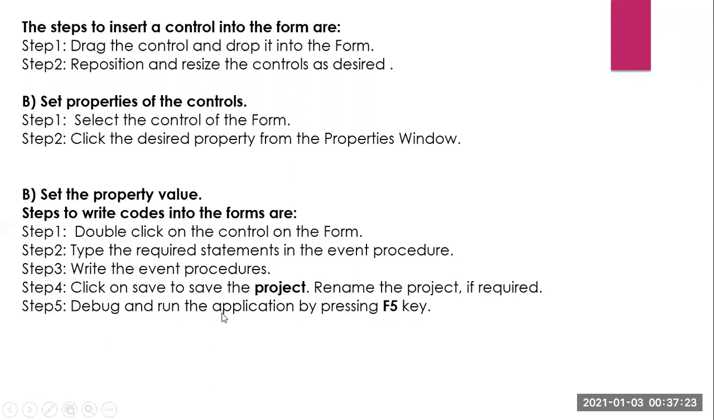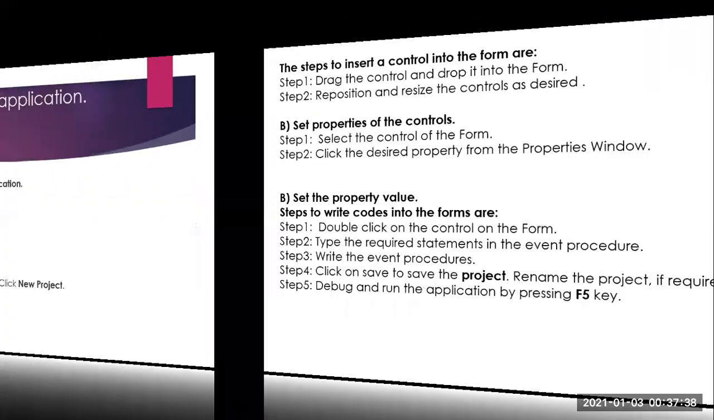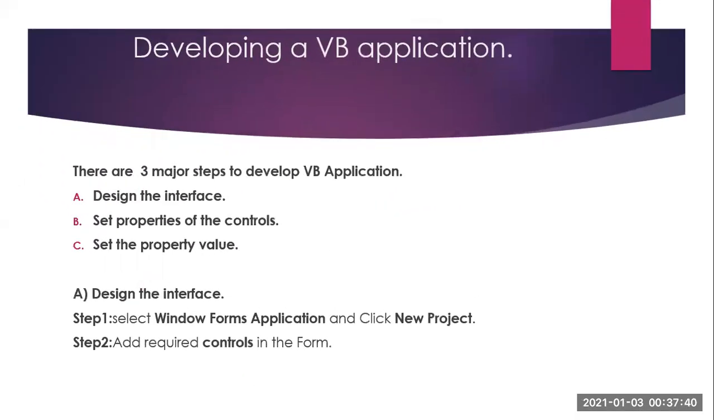If there are any errors, what you do at last, you go back to your application, check in your project whatever has gone wrong, make changes to it accordingly and run it again. So these were the simple steps of developing your VB application.